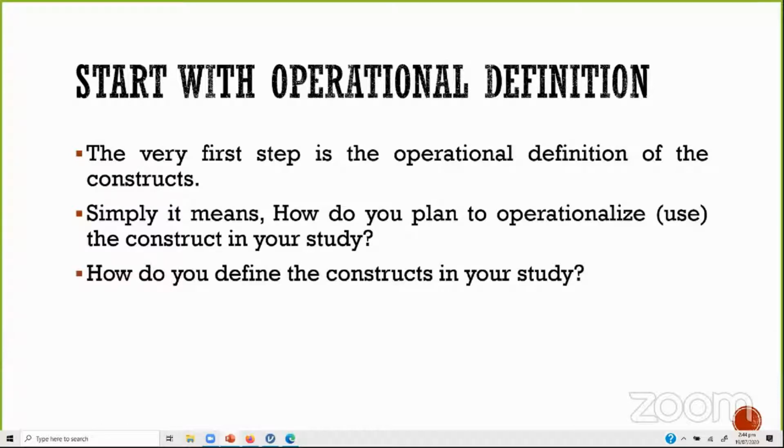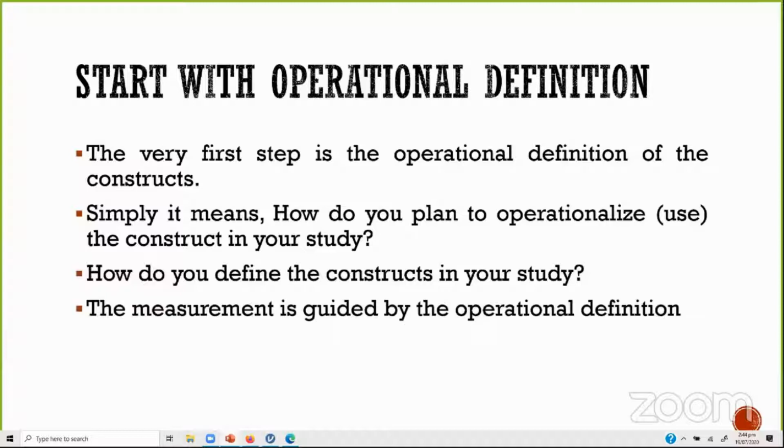How do you define your constructs in this study? Obviously, more or less the same thing. Your measurement, your items, your constructs, your subdimensions, each and every step that you take after this will be guided by your operational definition. The items that you include, the way the items are grouped and dimensions are named or categories identified, it actually depends on the operational definition. Failure to have a clear operational definition, you are not developing a scale then. All your effort will be in vain.